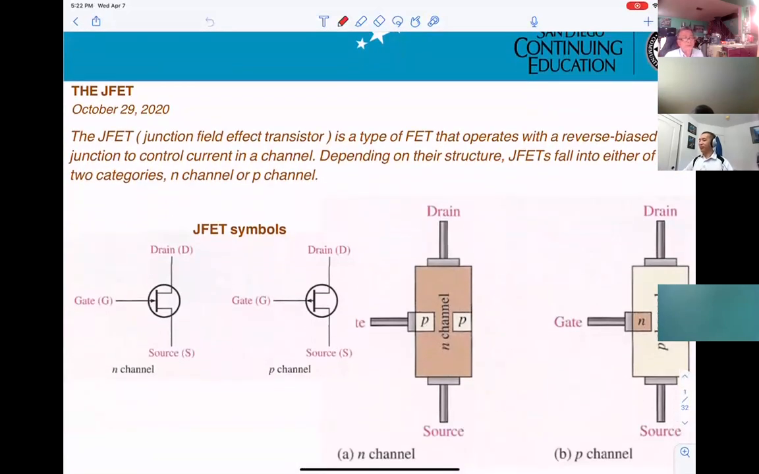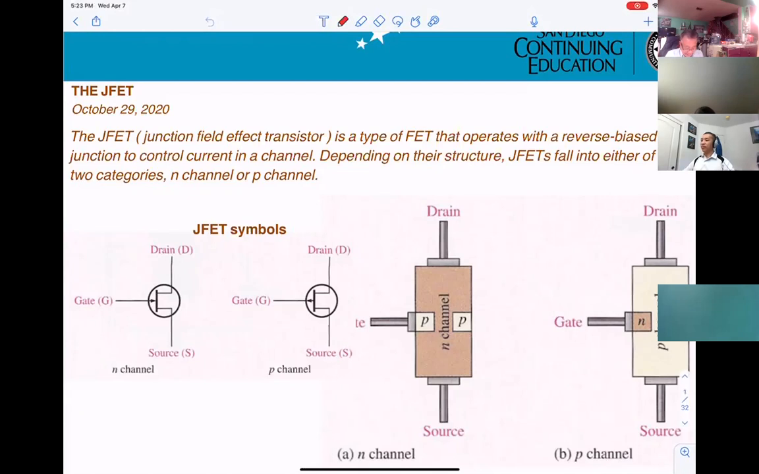Okay, so today we go with the JFET again. Okay, JFET, junction field effect transistor. It is an FET that operates with a reverse-biased PN junction to control the current in the channel.